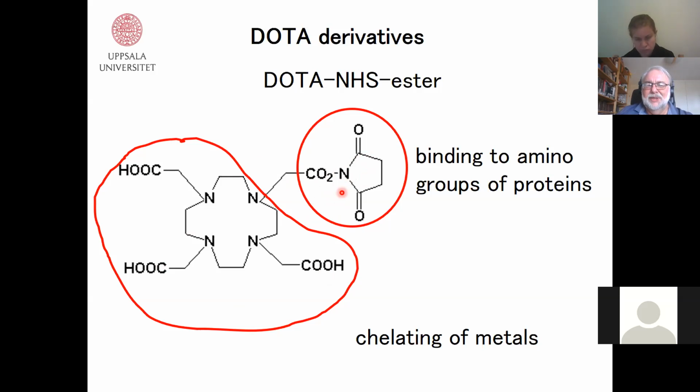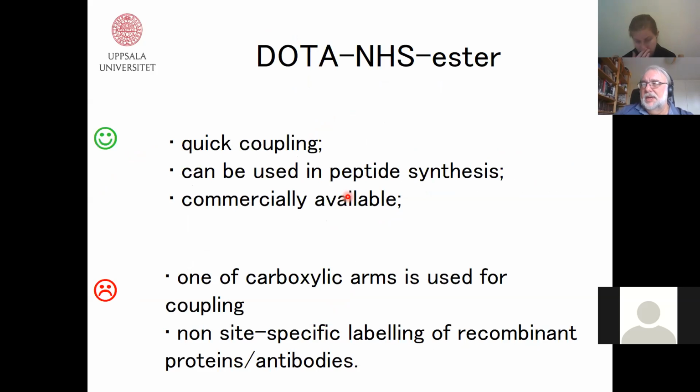We always have at least one amino group at the N-terminus, but also you have lysines, or for peptide synthesis, you can use an orthogonal protection scheme where you essentially could place this chelator in any position. Such a chelator is commercially available. This is an advantage. You don't need to synthesize it yourself every time.